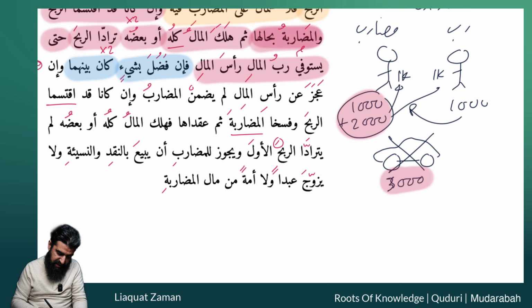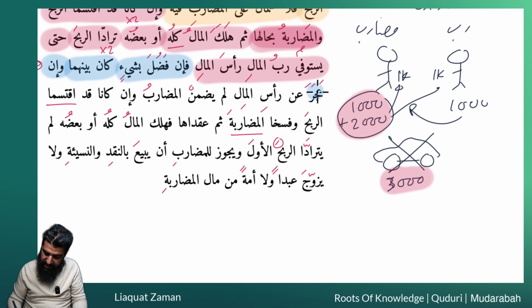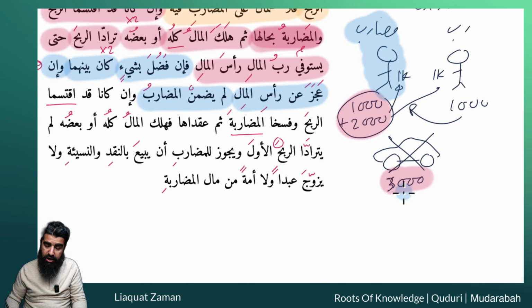Right. So the point is, what if there's nothing left? وَإِنْ عَجَزَ عَنْ رَأْسِ الْمَالِ لَمْ يَضْمَنْ. If he is incapable of topping up the Ra'sul Mal, the Mudarib does not have to pay any compensation here. He's not responsible. So let's say the car was worth 5,000, right? Then obviously the Rabbul Mal would have to cough it up from his own pocket.